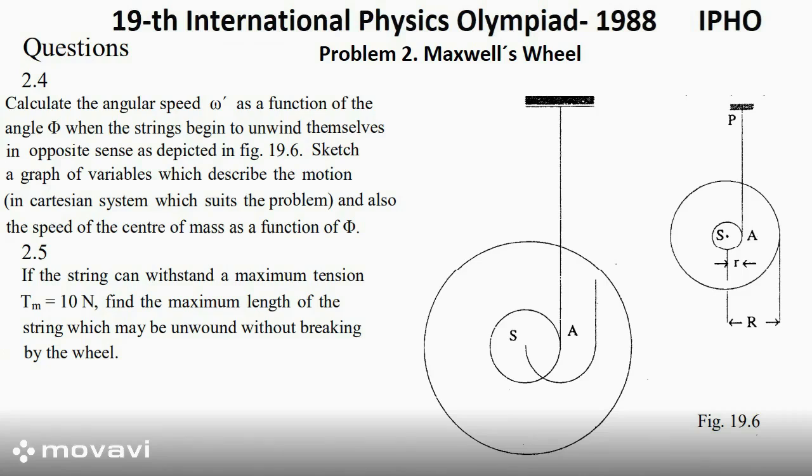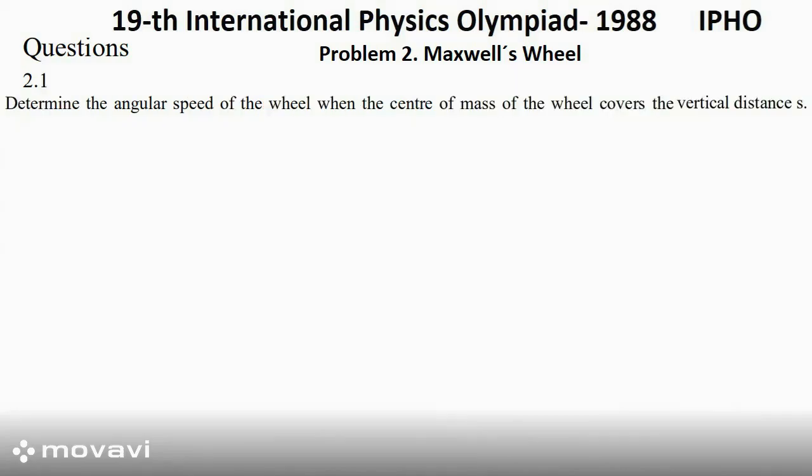Question 5. If the string can withstand a maximum tension Tm equals 10 newtons, find the maximum length of the string which may be unwound by the wheel without breaking.